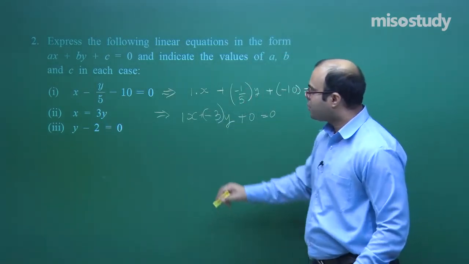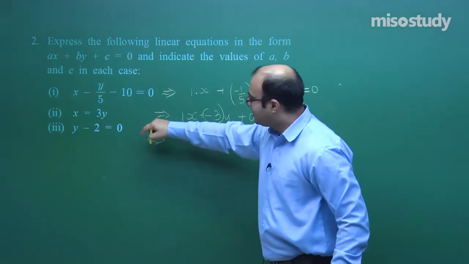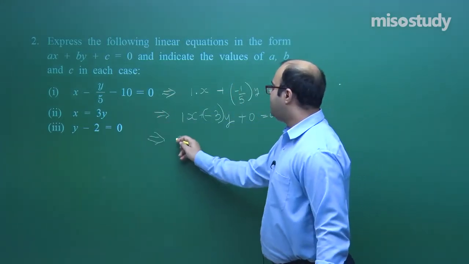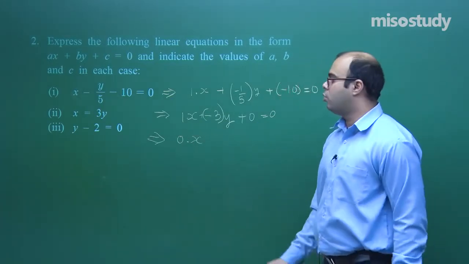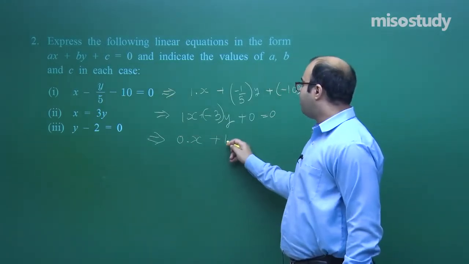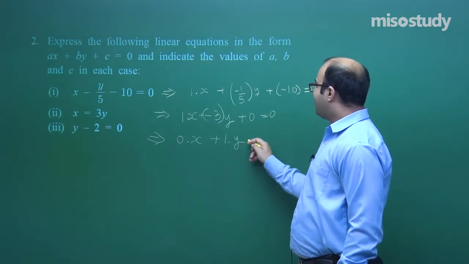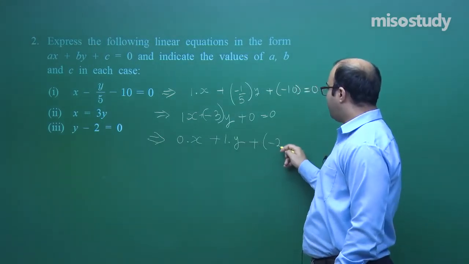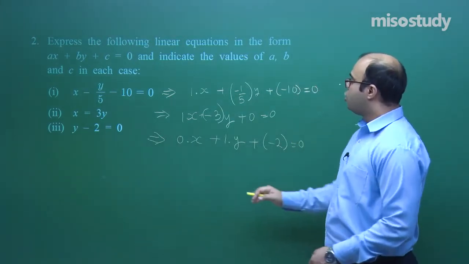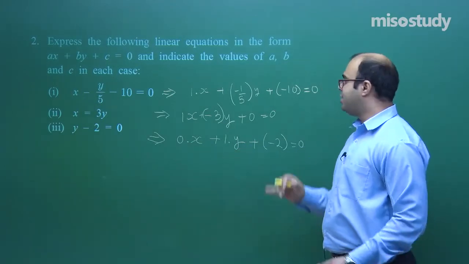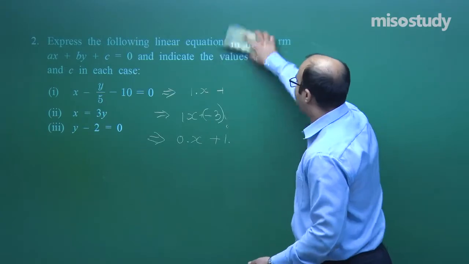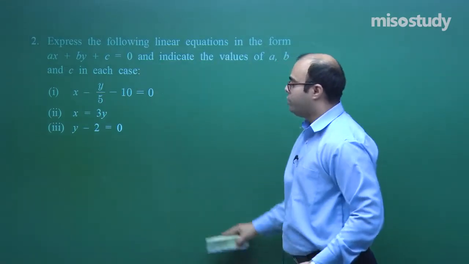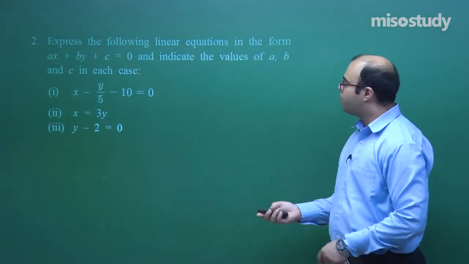The last one can be written as, since there is no x there, that means the coefficient of x, which is a, is 0, plus y is there, 1 into y, plus c is minus 2, so plus minus 2 is equal to 0. So a is 0, b is 1 and c is minus 2. This is how we can rearrange these equations and get the values of a, b and c, students. Okay. Let us move to the next question.